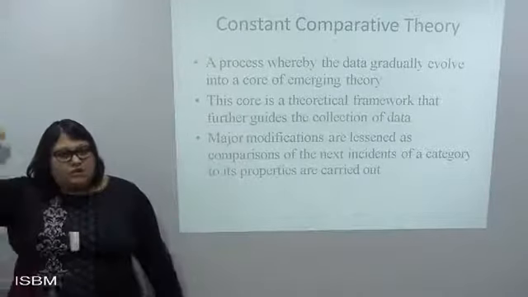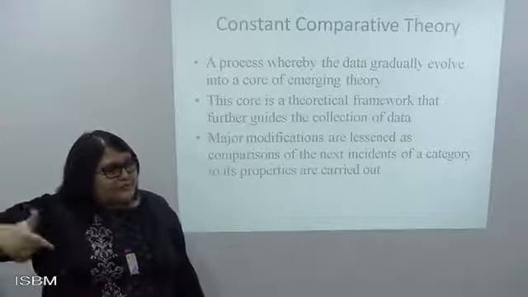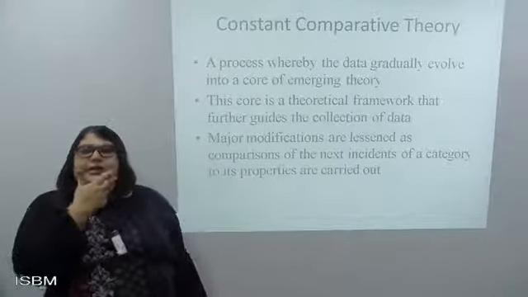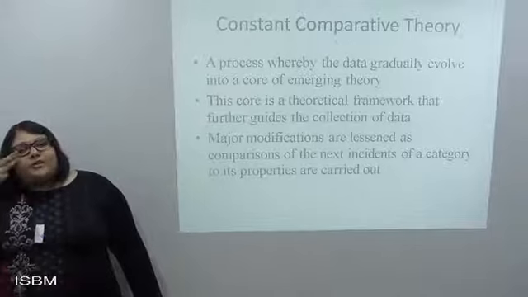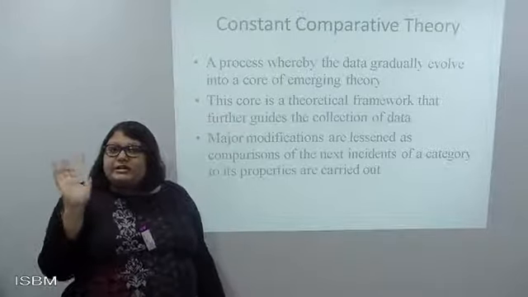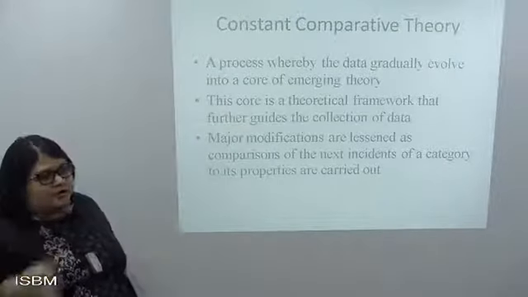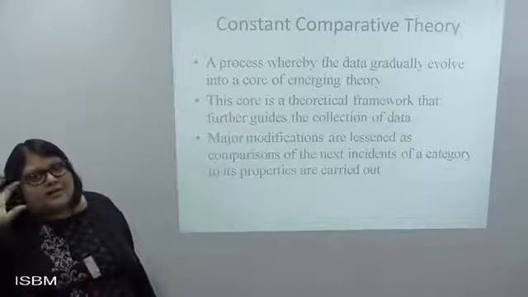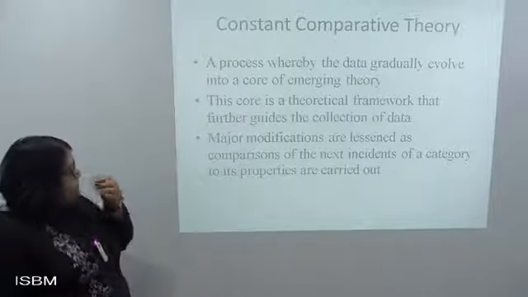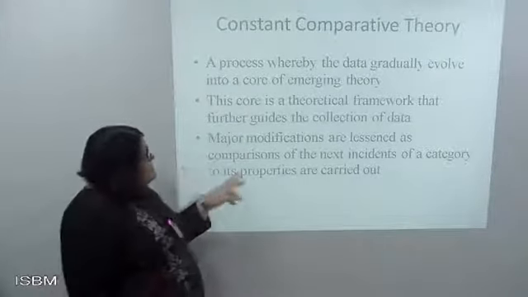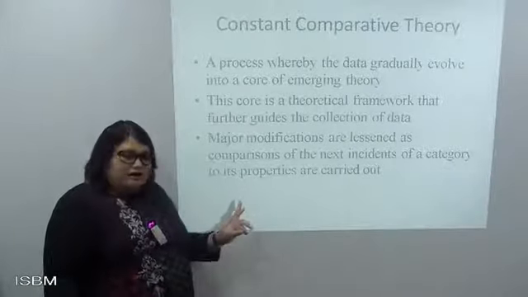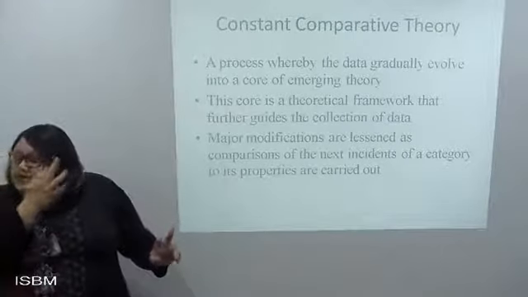And what is the larger code? The larger code here would be that of casteism, then racial discrimination, violation of human rights, then the next code could be creation of a reservation system, then a social services network that will monitor the creation of the system, and so on. So 5 to 7 themes are created based on the undercurrents of your research data. Then major modifications are lessened as comparisons of the next incidence of a category to its properties are carried out.